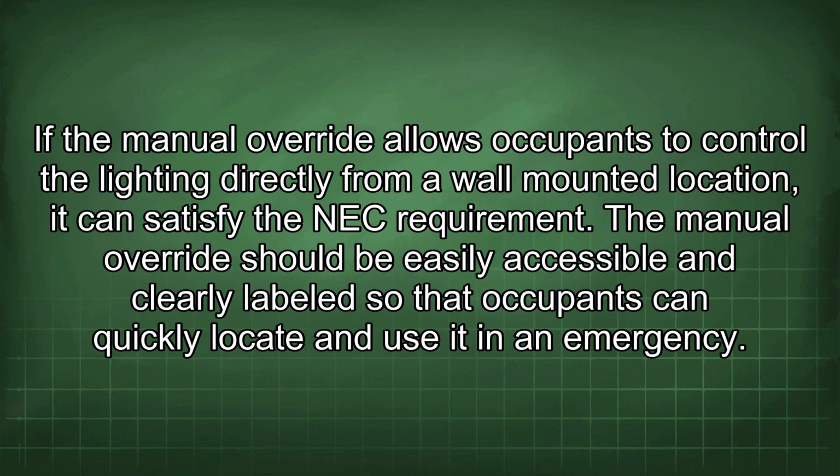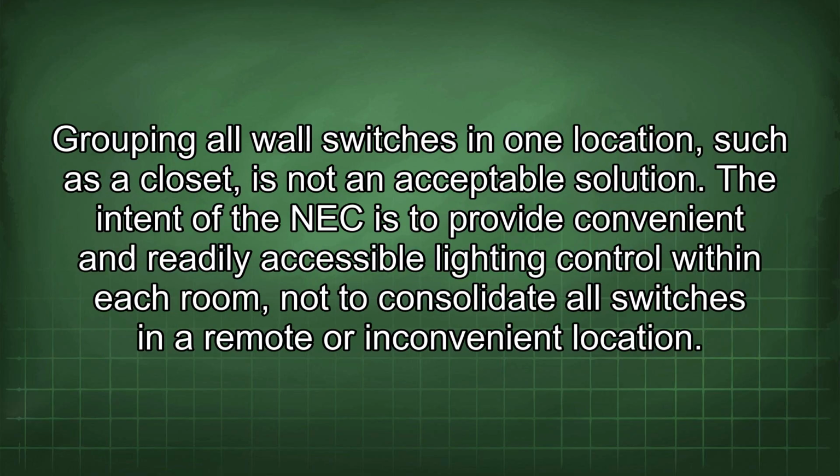If the manual override allows occupants to control the lighting directly from a wall-mounted location, it can satisfy the NEC requirement. The manual override should be easily accessible and clearly labeled so that occupants can quickly locate and use it in an emergency. Grouping all wall switches in one location, such as a closet, is not an acceptable solution. The intent of the NEC is to provide convenient and readily accessible lighting control within each room, not to consolidate all switches in a remote or inconvenient location.